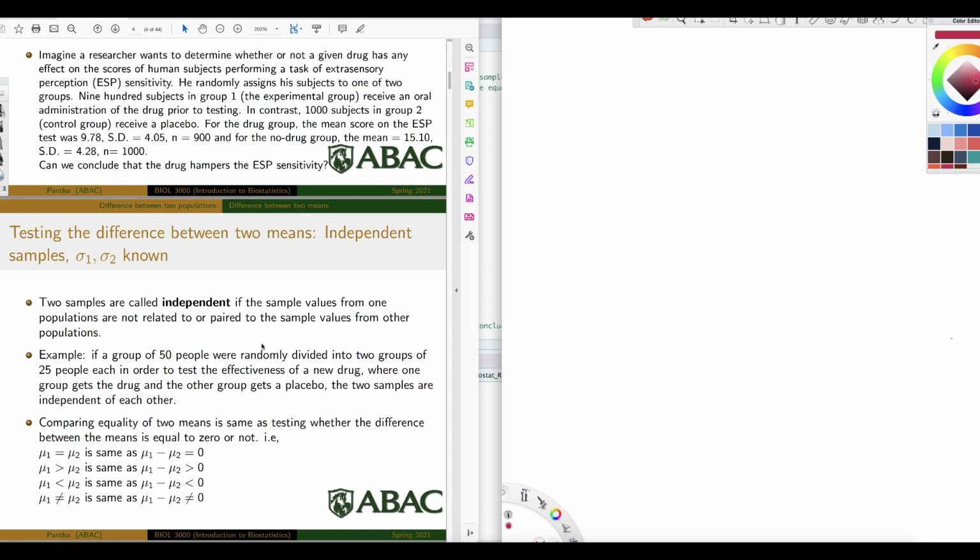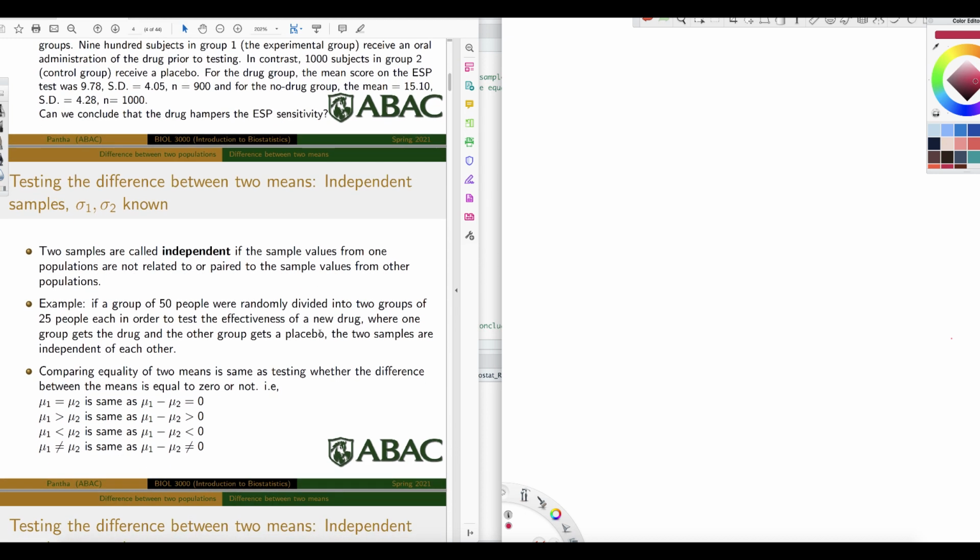Okay, so let us talk about the very first case, testing the difference between two means, independent samples, sigma 1 and sigma 2 known. So first of all, what do you mean by independent samples? Two samples are called independent if the sample values from one population are not related to or paired to the sample values from the other population. So when you collect two samples, if none of the people in the first sample are in the second sample, they are actually independent.